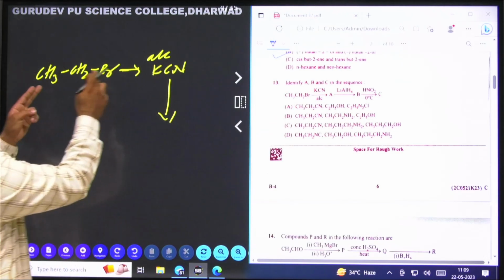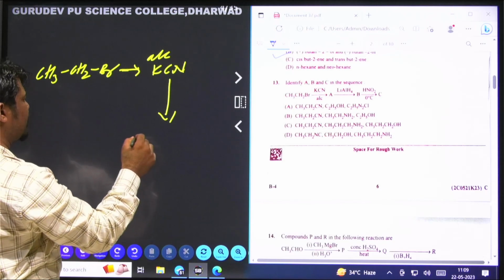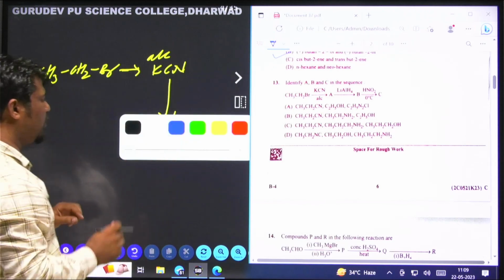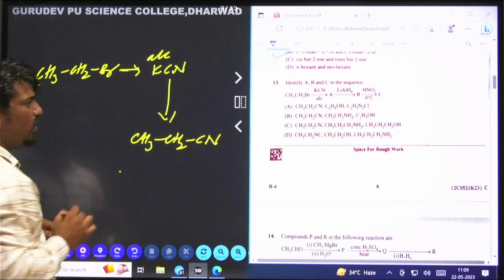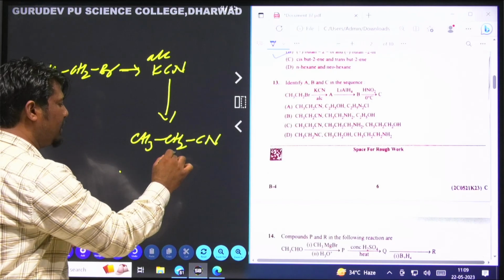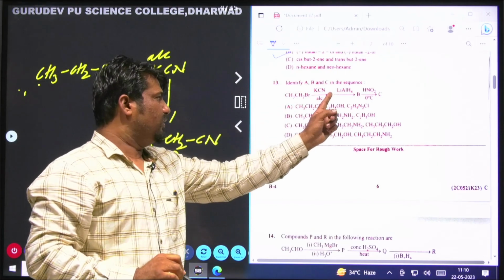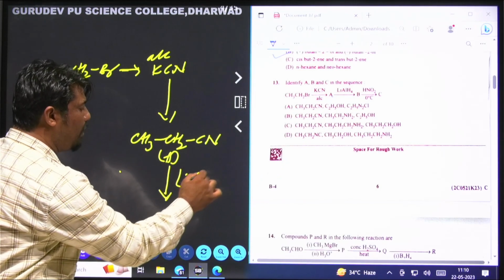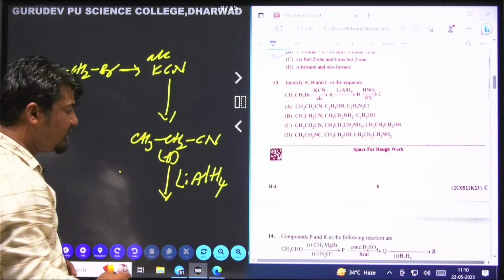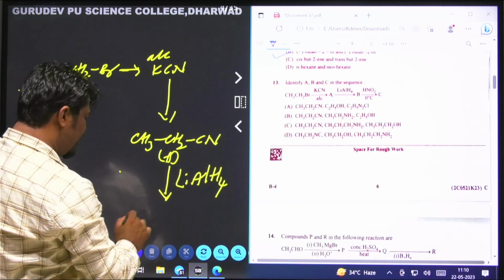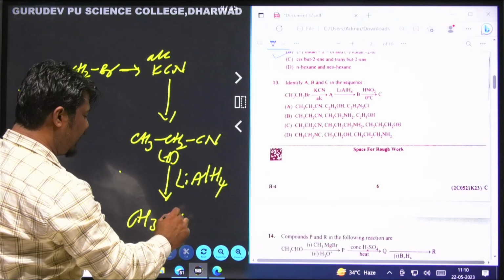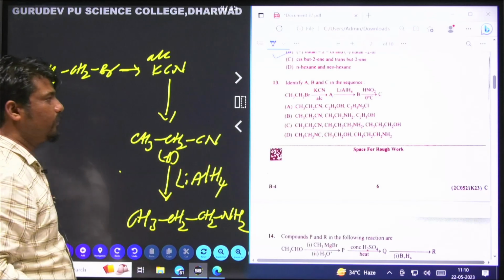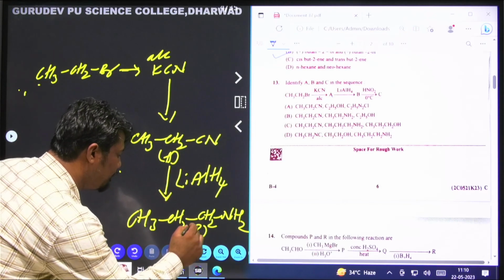When bromoethane reacts with alcoholic KCN, it results in the formation of CH3CH2CN, cyanoethane. So this becomes A. Next, when the cyanoethane is further reacted with lithium aluminum hydride, which reduces it, the product is CH3CH2CH2NH2. So this molecule becomes B.